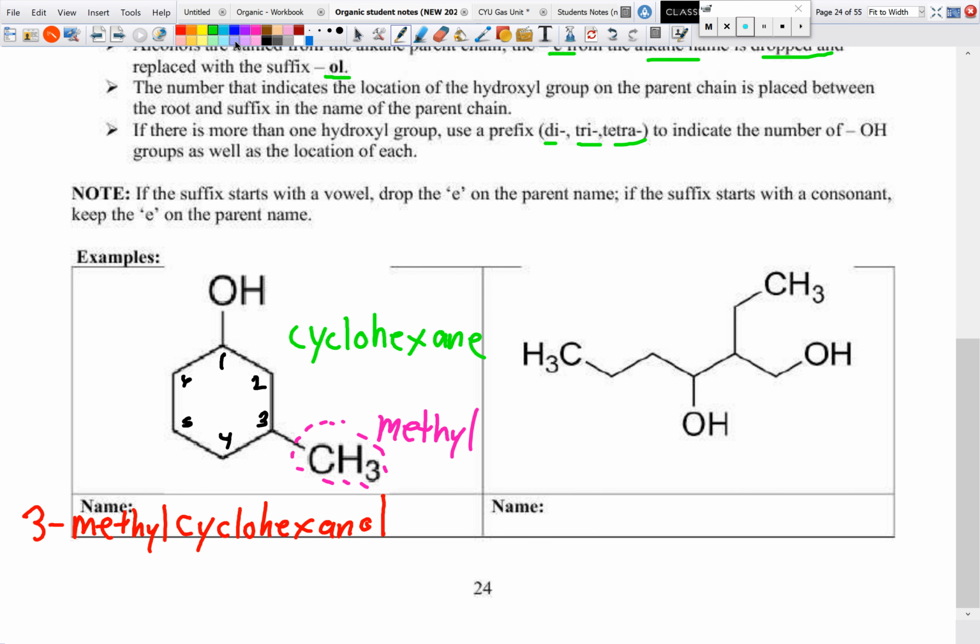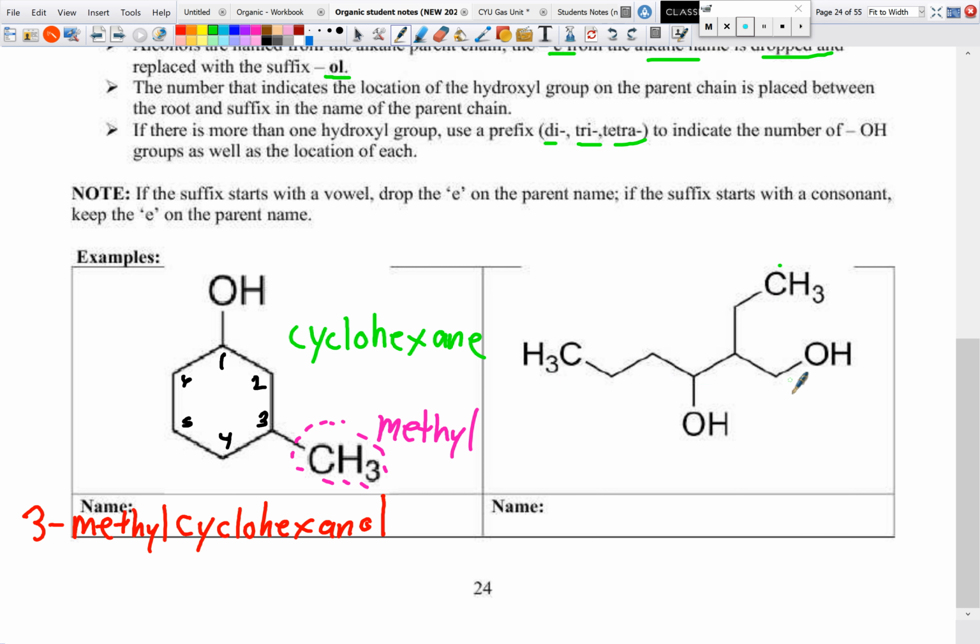Now for our straight chained example. You will notice that if you do find your longest continuous carbon chain, you're going to find this one right here as your longest continuous carbon chain with 1, 2, 3, 4, 5, 6, 7 carbons. Now a problem if you did this: you'll notice that we have a carbon right here and it has a hydroxyl group. So right now we're breaking one of the rules, which says we need to make sure that the hydroxyl group is in our longest continuous carbon chain.